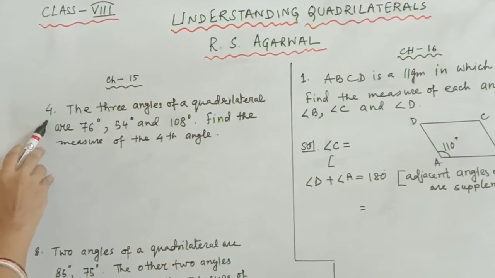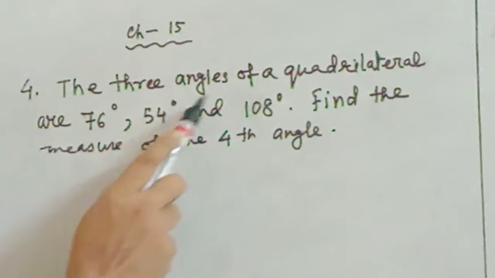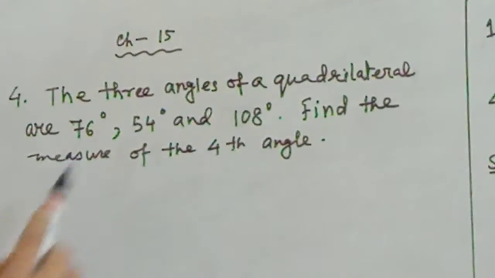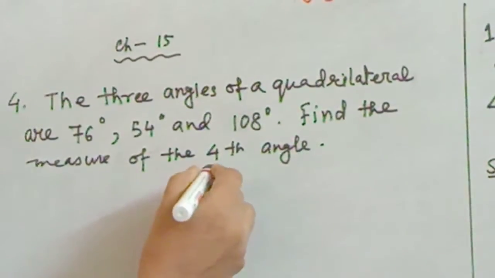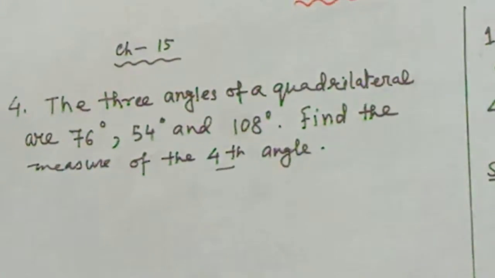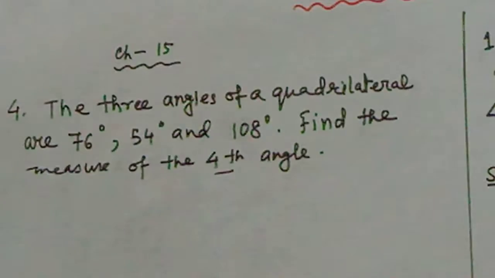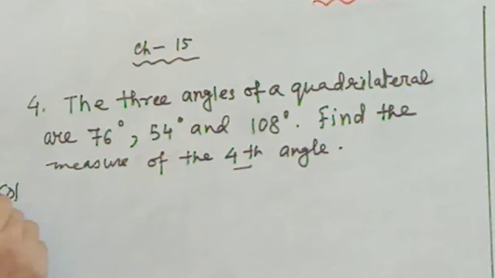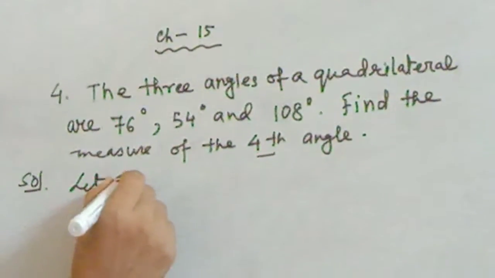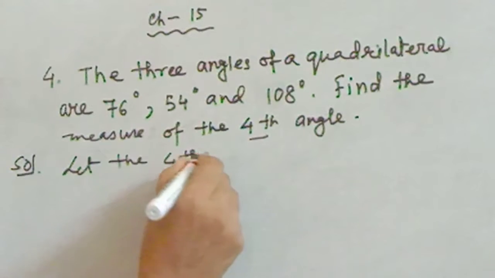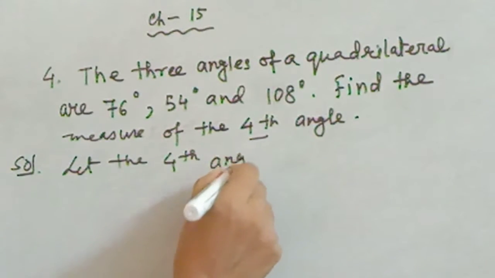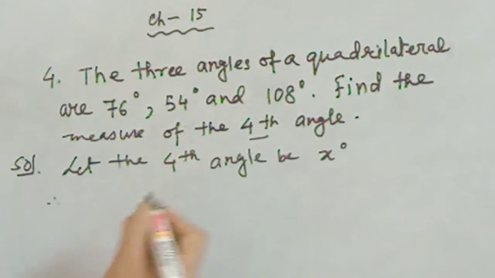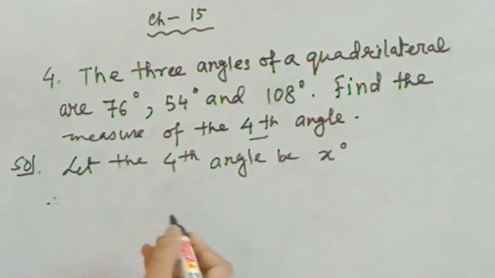Now, question number 4 from chapter 15. The three angles of a quadrilateral are 76 degree, 54 degree and 108 degree. Find the measure of the fourth angle. You know the angle sum property of a quadrilateral, yes, it is 360 degree. So, let the fourth angle be x degree.